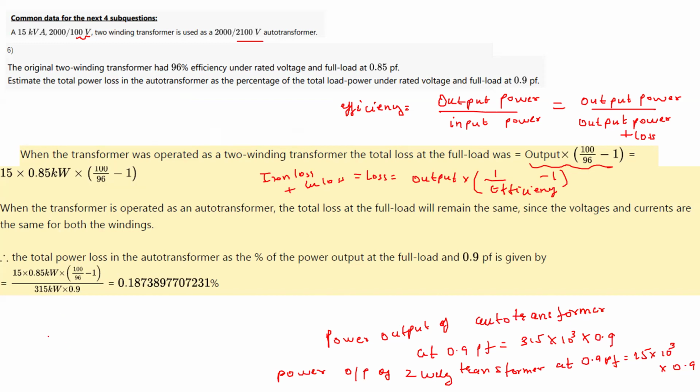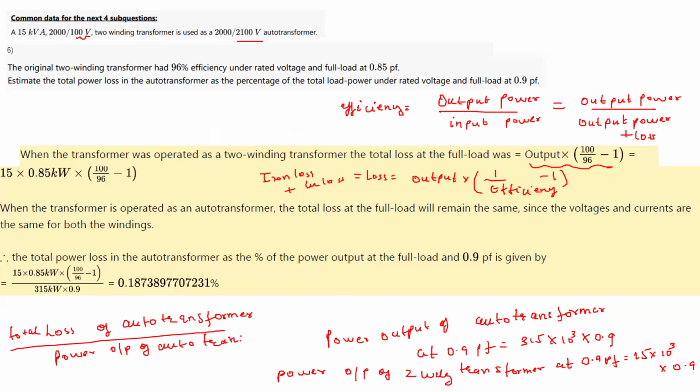They're asking us the total loss of the auto transformer divided by the power output of the auto transformer. So basically they're asking you to calculate this. They asked you to estimate the total power loss in the auto transformer as a percentage of total load power. Basically, the total power output or total load power of the auto transformer at 0.9 pf. So this is what they asked to calculate.